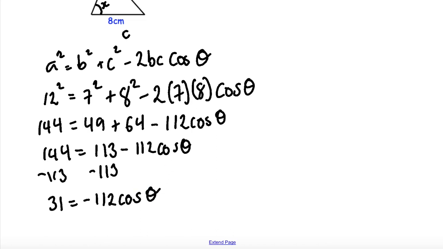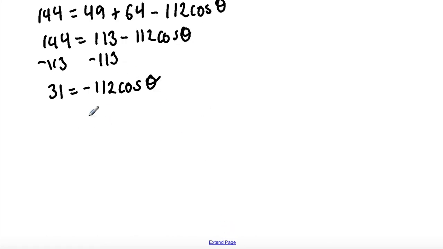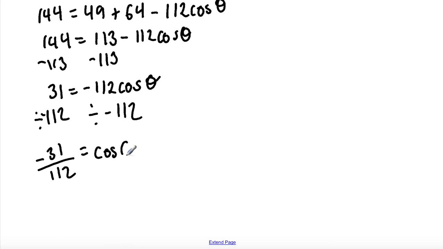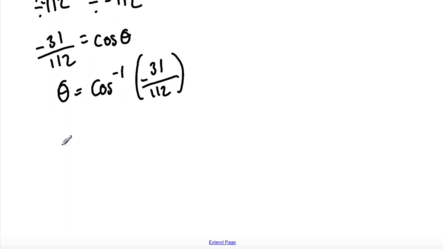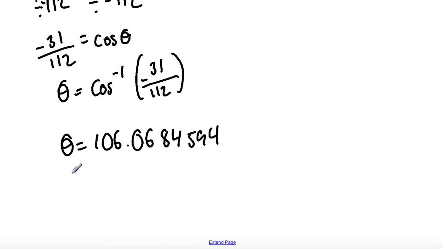I'm then going to divide both sides by negative 112. So what we should have is minus 31 over 112 equals cos theta. Now, to find the value of theta, we're going to take the inverse of cos, which is cos raised to the power of minus 1. So theta is equal to cos raised to the power of negative 1, open bracket, minus 31 over 112, close bracket. Therefore, theta is equal to 106.0684594. Going to round this to one decimal place. So theta is equal to 106.1 dp.